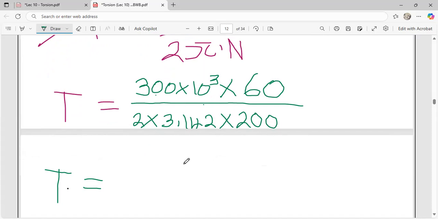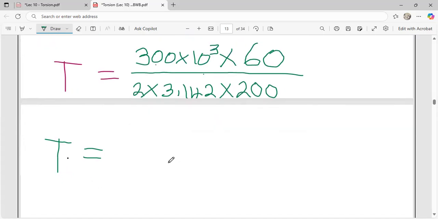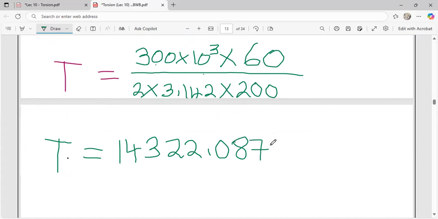And what are you going to get? What are we going to get? You realize that you're going to get 14322.3 0.784. Okay, 142.2.784. But you realize that this answer is going to be in what?